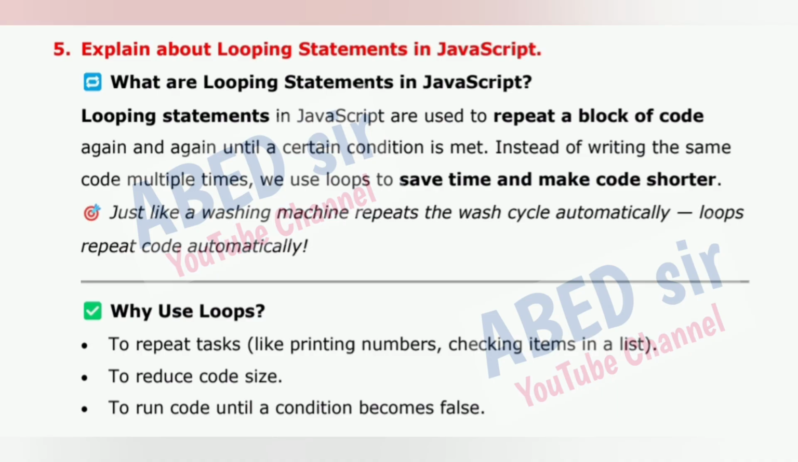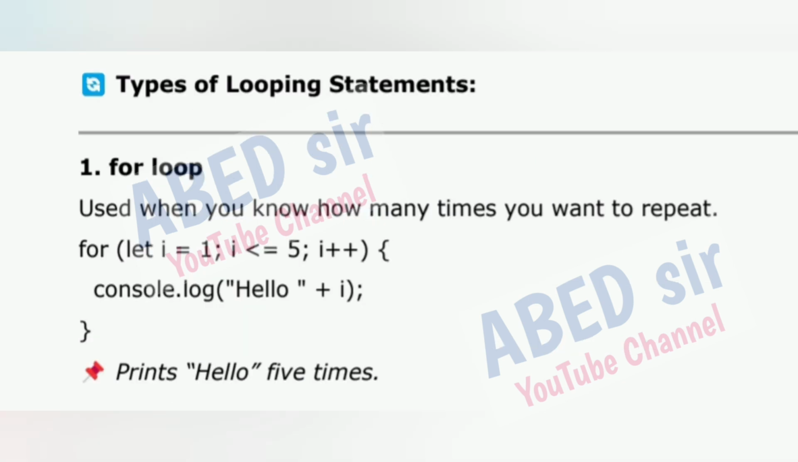Why use loops? To repeat tasks, like printing numbers, checking items in a list. To reduce code size. To run code until a condition becomes false. Types of looping statements. 1.